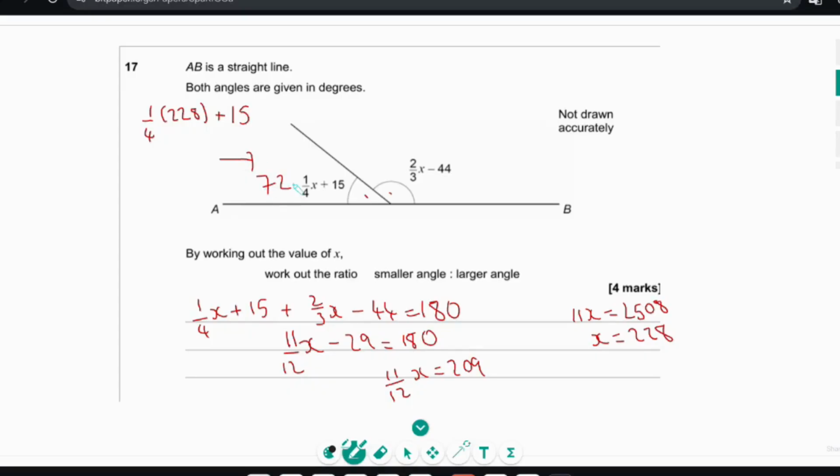And 2/3 x, so 2/3 of 228 minus 44. So 228 divided by 3 to get 1/3, times by 2 to get 2/3, is 152, minus 44 is 108. Or we could have just done 180 take away 72, never mind. So the ratio of the smaller angle to the bigger angle is 72 to 108. You would actually get all 4 marks for that. If you want to simplify it, you could.